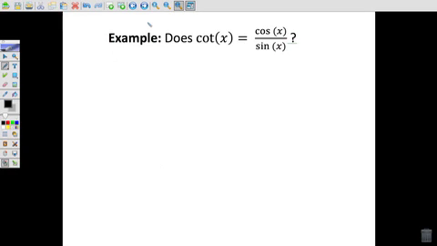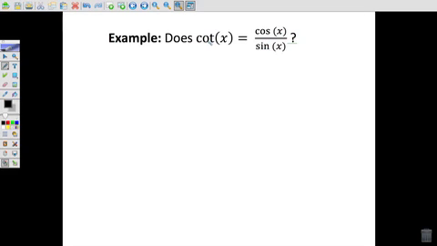It says, does cotangent of x equal cosine of x over sine of x? What you're going to do is choose one side to work on. With the identities, you're only ever going to work on one side, and you're going to try to make that side equal to the other side.